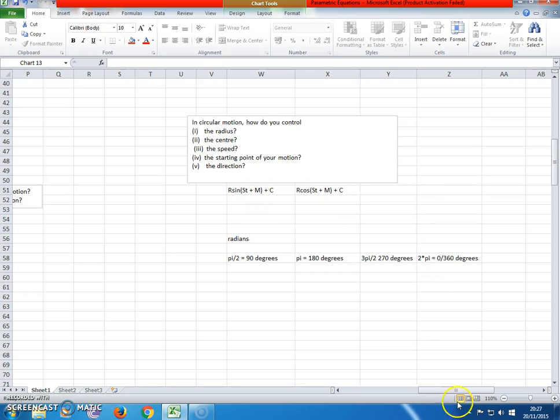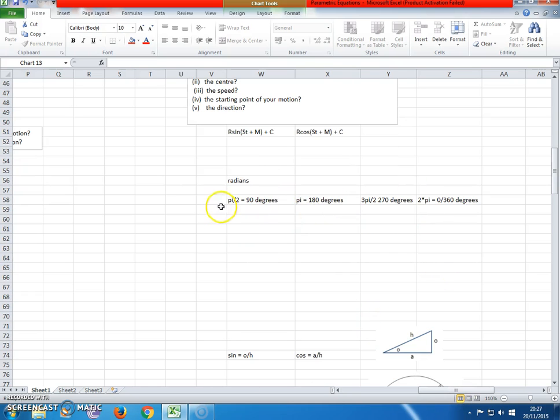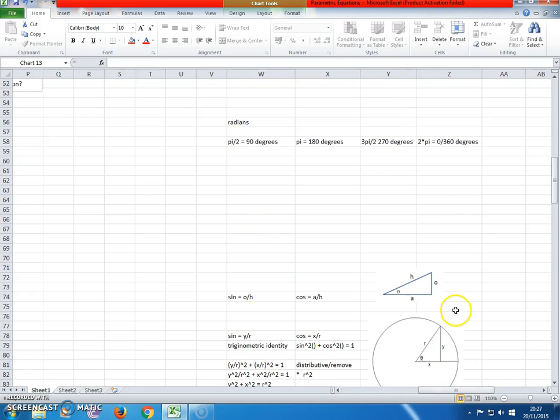So in radians, 2 pi is 360 degrees or 0. From secondary school we'd only know degrees, so 3 pi over 2 is a pi and a half, so you get 270. 1 pi is 180 degrees, and half a pi is 90 degrees. So that shows us here.